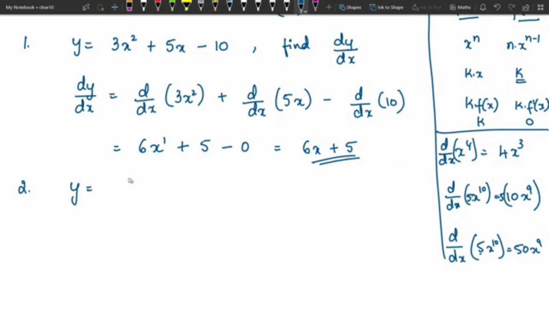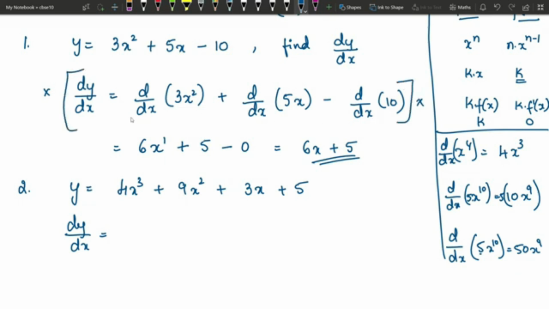y equals 4x cube plus 9x square plus 3x plus 5. Okay, everything is a sum here. So what is dy by dx? I am not writing this step. I am skipping it because this is not the type of question that will appear in the exam. You don't have to write this step at all. This is for you to understand. You will have to know how to solve this because it is going to be part of your solution. Now I will directly write this step.